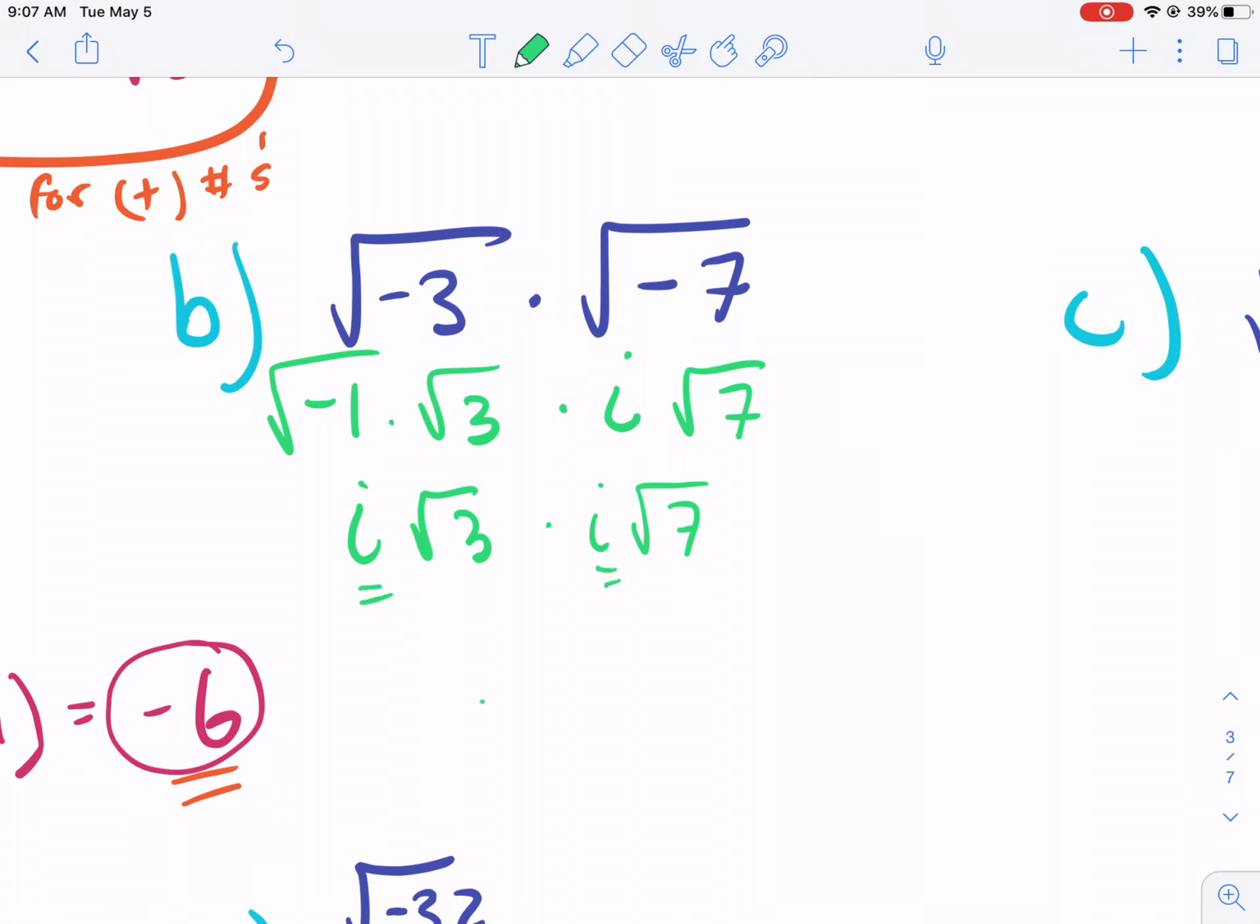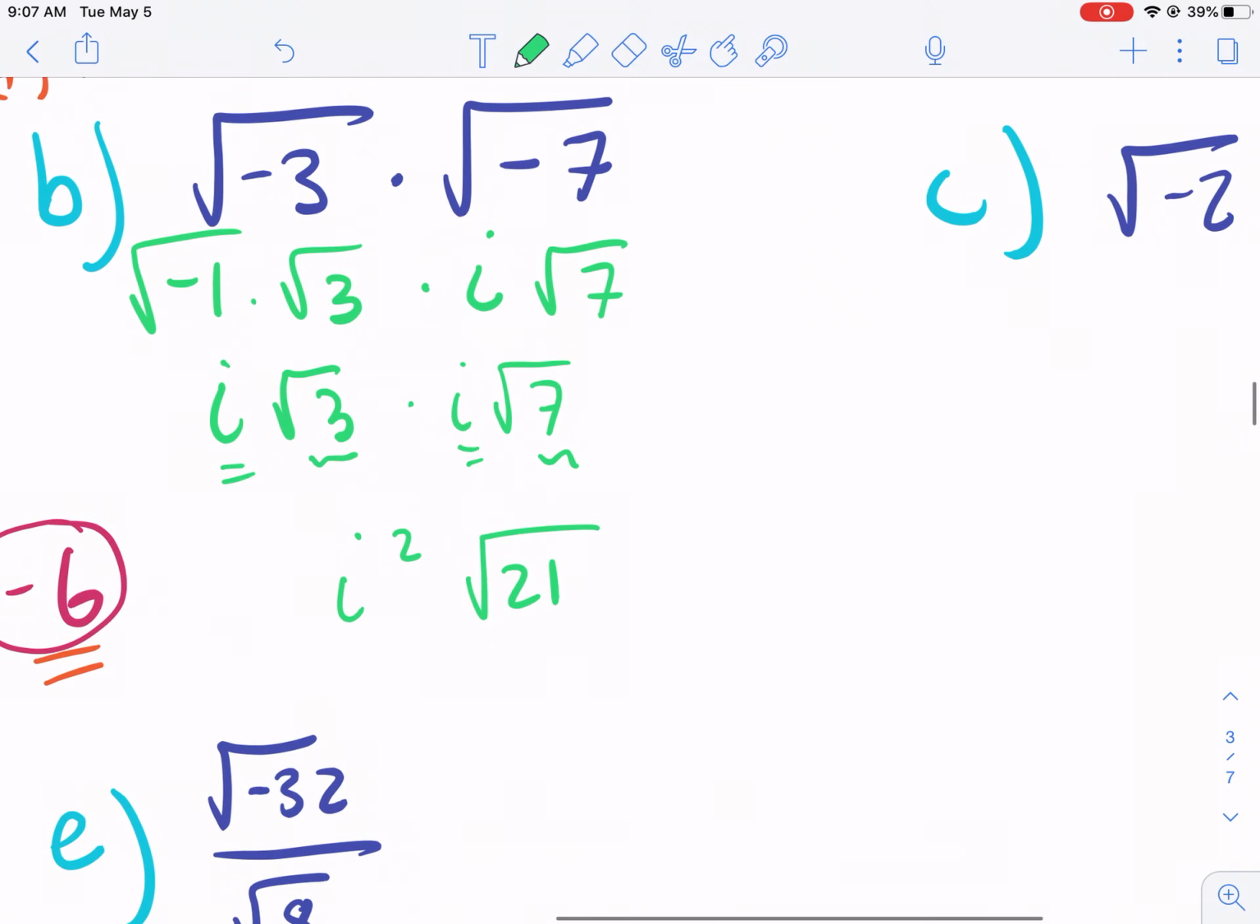So here we're going to multiply the i's together, we get i squared, and because these are positive, we can multiply them together, we get square root of 21. We know i squared is the same thing as negative 1, so negative square root of 21 is our answer.